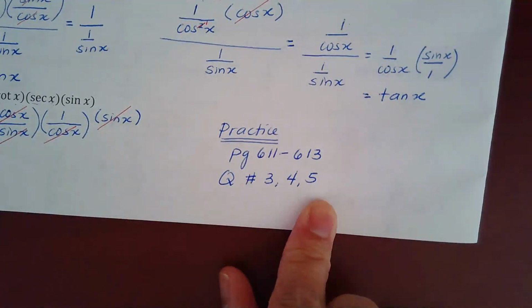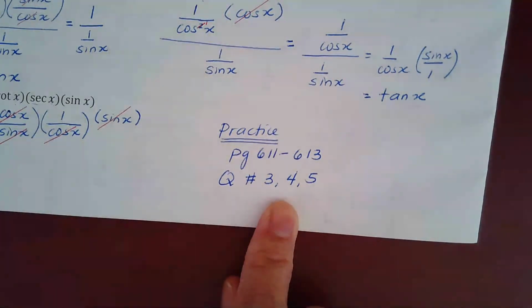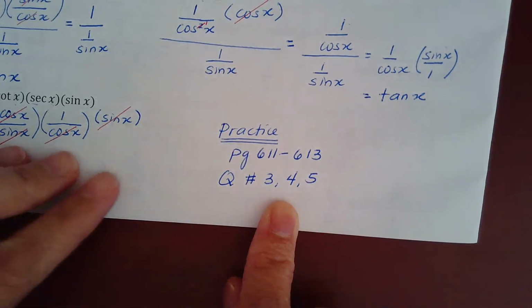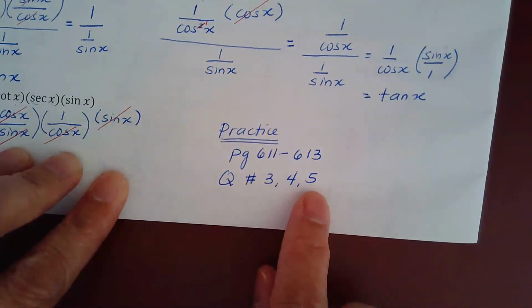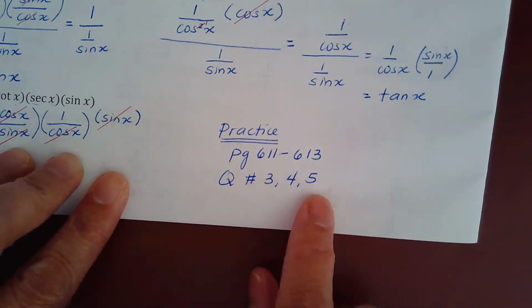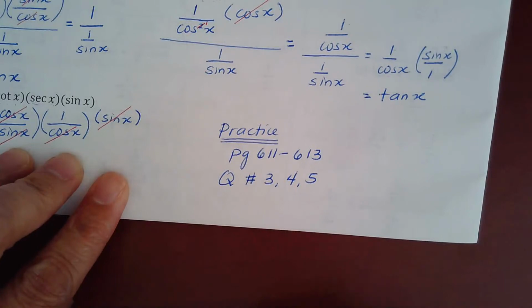Question 3 talks about writing as a single term, a single trigonometric function. Question 4 is looking at the non-permissible value. And then question number 5 would be the verifying. So pretty much the ones that we've done in lessons 2, 3, and 4.